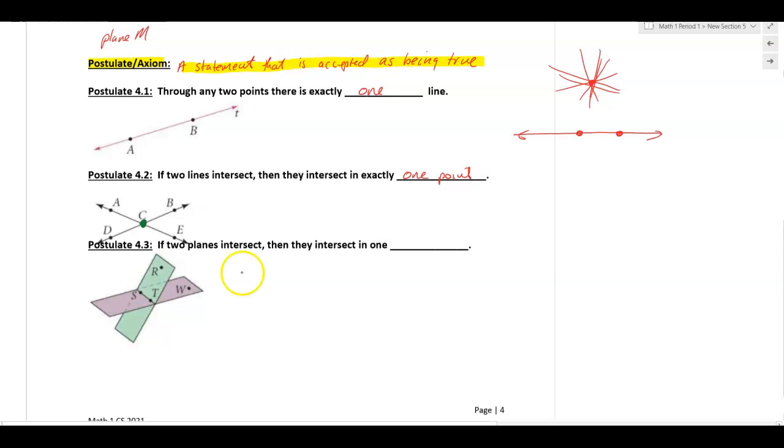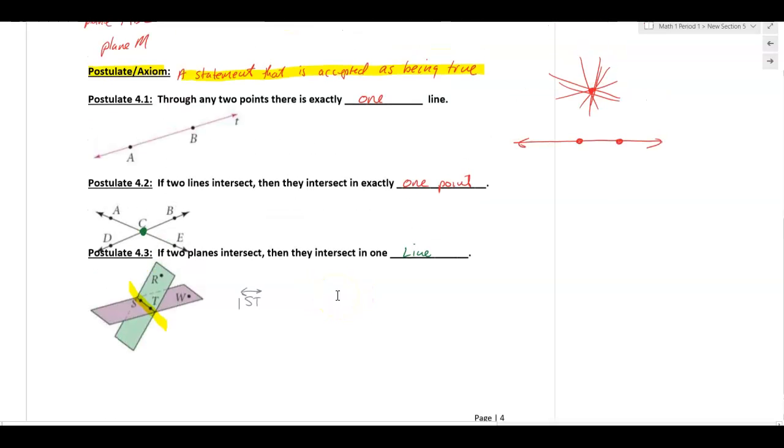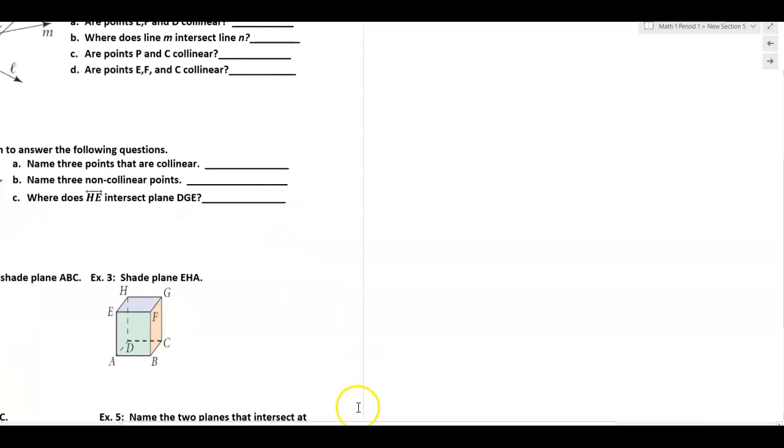Now, if 2 planes intersect, they intersect in 1 line. What they're saying here is, if I look here, I can see that these 2 planes intersect at line ST. Okay, so all of these are common sense things that we can assume to be true that we don't have to prove are true. So let's use this as an example.